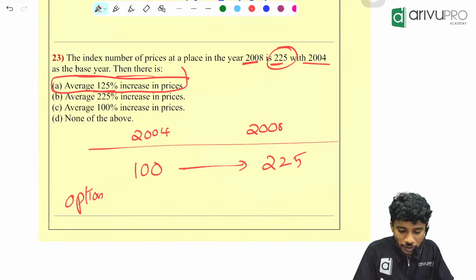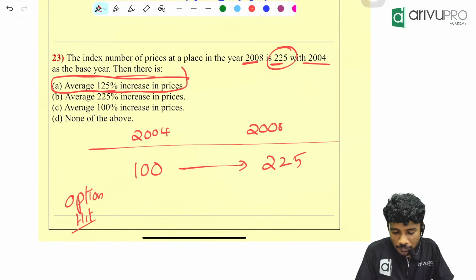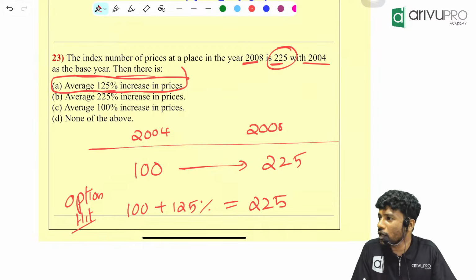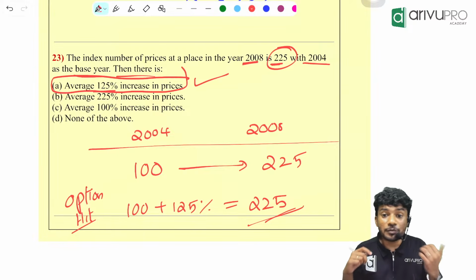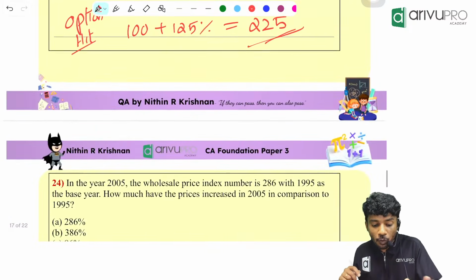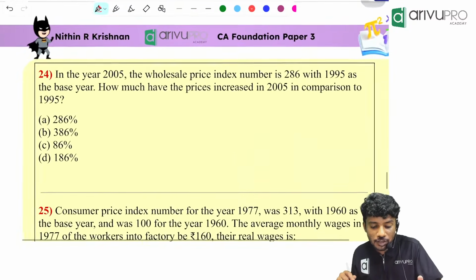So we are doing what? Option hitting. That means 100 plus, which option? The 125 percentage is giving me how much? 225. So which option is the answer? Option A is my answer. If so, what is the answer for this question, people?